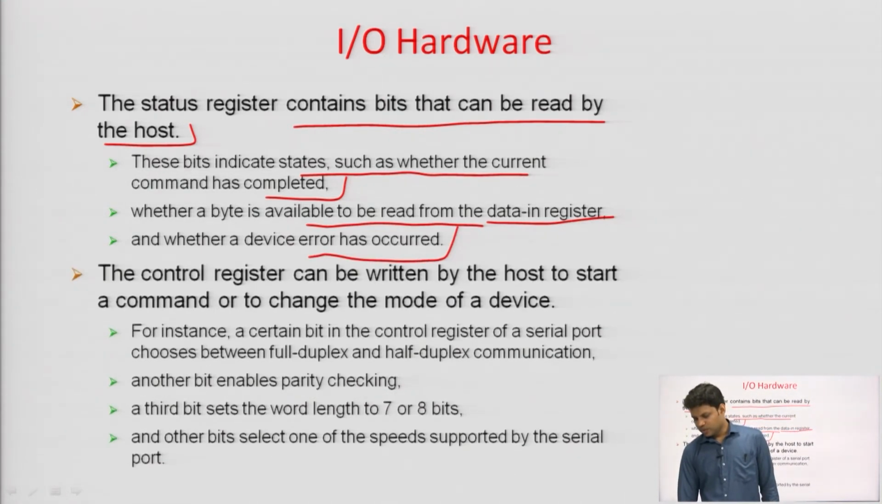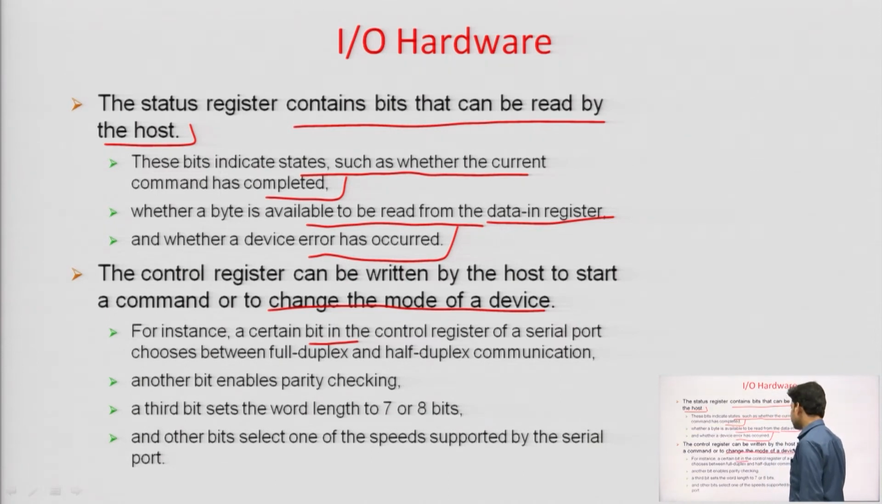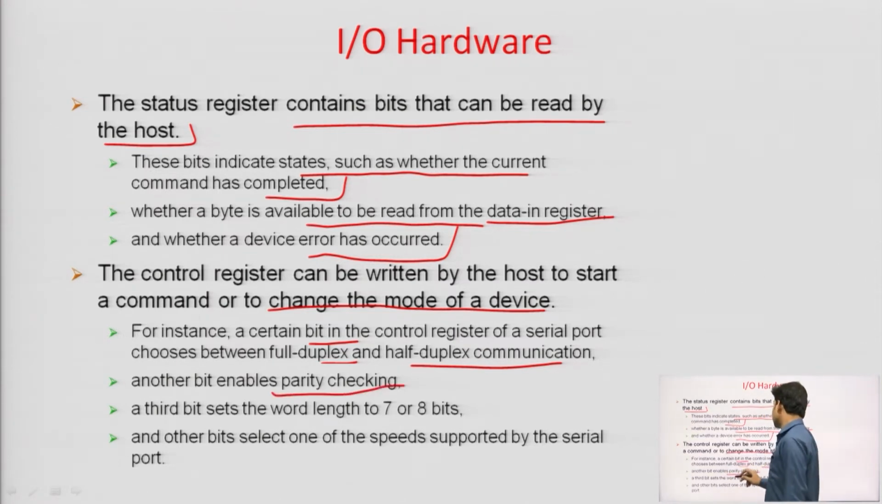Okay, so a control register is the fourth one, which can be written by the host to start a command or to change the mode of a device. For instance, a certain bit in the control register of a serial port chooses between full duplex and half duplex communication. Another bit enables parity checking. A third bit sets the word length to 7 or 8 bits, and another bit selects one of the speeds supported by the serial port.